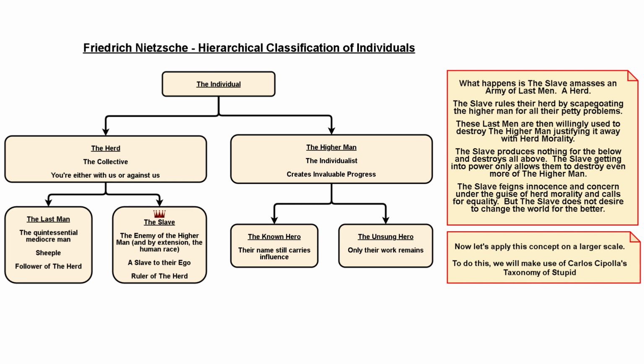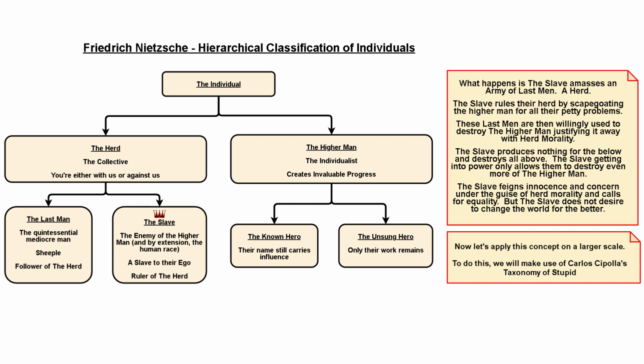But what happens is you have the slave, and this is the other part of the herd. So you have the ruler of the herd, and it might sound a little weird, like why is it called the slave if he's the ruler? Well, the slave is a slave to their ego. The slave is the enemy of the higher man, and by extension, the human race. The slave is going to try and mess up everything the higher man does, and the slave will use his army of the herd to destroy the higher man, to try and stop the higher man from doing what he wants to do. And basically, the slave will be able to then ego stroke themselves and go, haha, I stopped you from doing what you wanted to do.